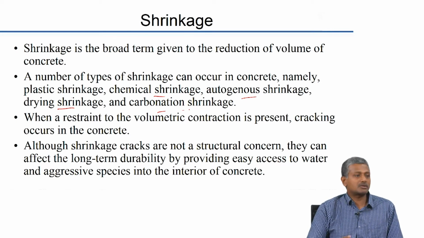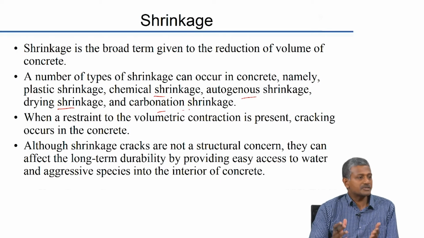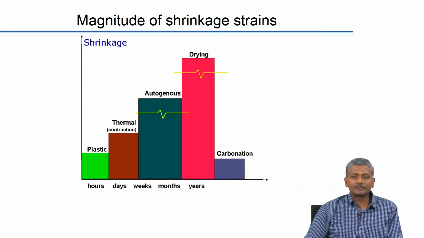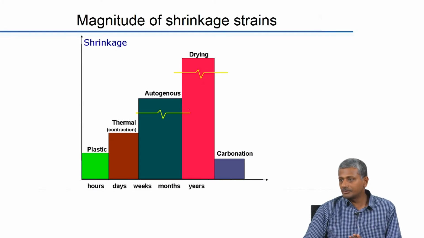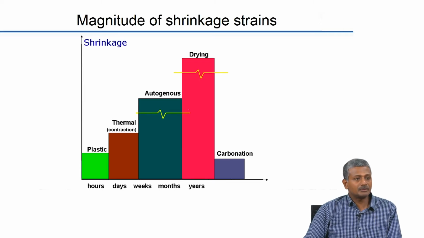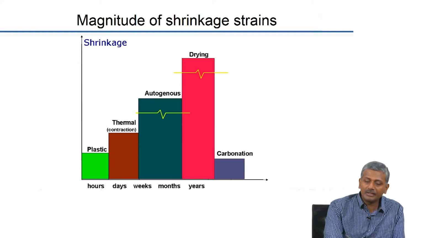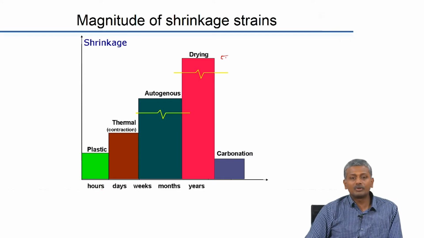Now of course when shrinkage happens there is a volumetric contraction, and whenever there is a restraint to that contraction, it leads to cracking in the concrete. Shrinkage cracks in general are not a structural concern, but they can lead to other problems, for example durability and so on. Now in terms of the magnitudes of these shrinkage strains, if you compare the different types of shrinkage processes, there is quite a bit of difference in the way that they can damage the concrete. For example, plastic shrinkage happens very early after the laying of the concrete, but in terms of magnitude the extent of plastic shrinkage is much lower than what you have for drying shrinkage.